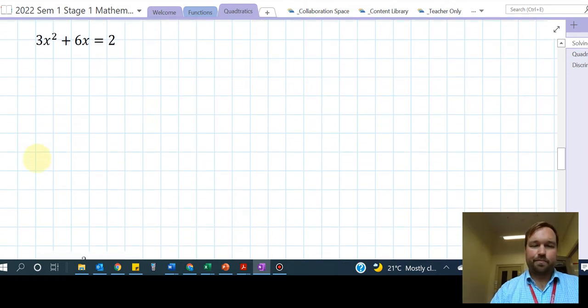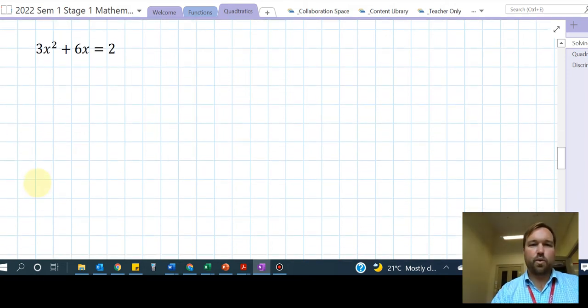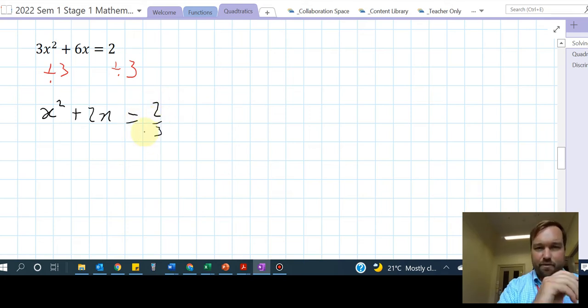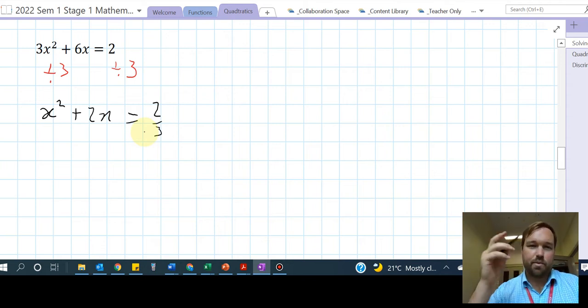So how do we do it? First of all, you need an x squared at the start. So that needs to be just a 1. What we do is we divide everything by 3. Now it works out quite nicely on this side. This becomes x squared, this becomes plus 2x. This here becomes 2 on 3. And that's not particularly nice, but just leave it as a fraction. Don't be tempted to go to decimals.